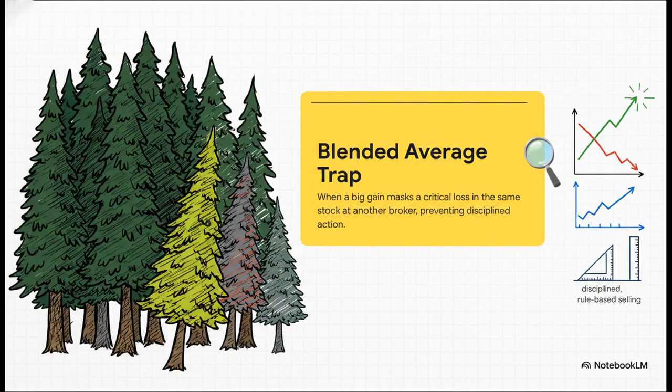So the key takeaway is this. The blended average trap is when you can't see the individual trees for the forest. You have this amazing winner in one account, and it completely blinds you to a loser in another. And that stops you from doing the one thing that separates successful investors from everyone else: disciplined, rule-based selling.